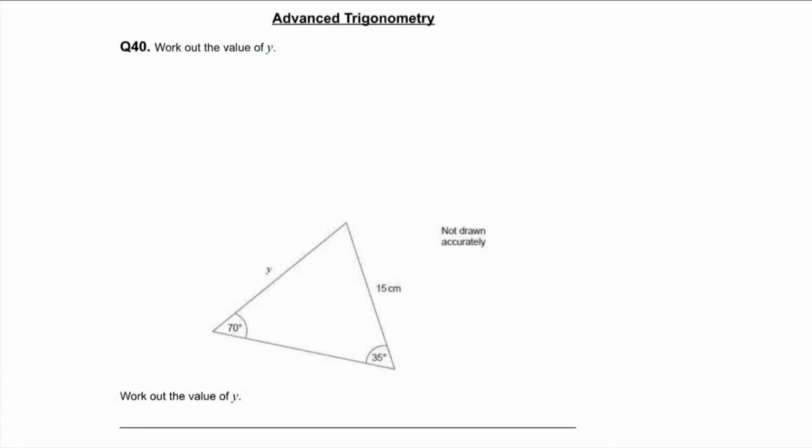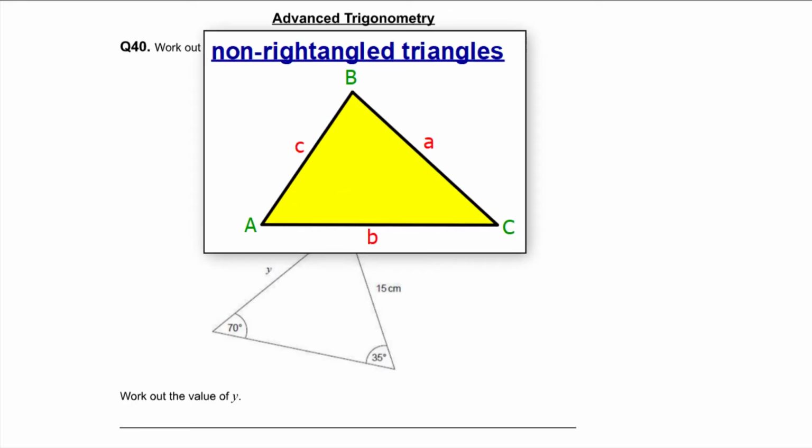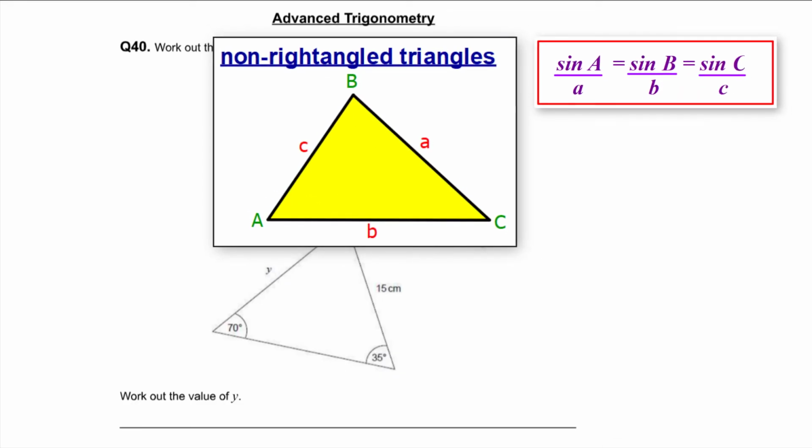Next up, we've got advanced trigonometry. What I mean by this is non-right angled trigonometry. You've got 3 things that crop up in this section. So you've got the sine rule. A over sine A equals B over sine B equals C over sine C, or the other way around, depending if you're finding the sides or the angles.